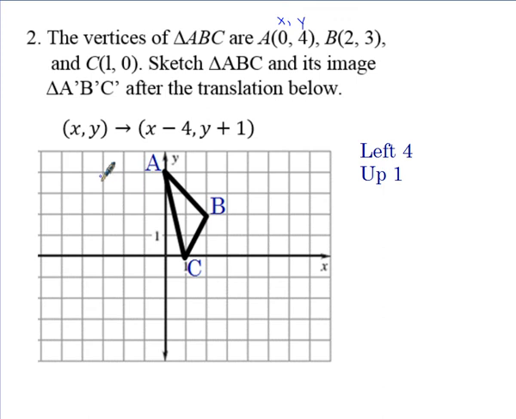1, 2, 3, 4, up 1. That's A prime. B, we go 1, 2, 3, 4, up 1. That's B prime. And then C, we go 1, 2, 3, 4, up 1. And that's C prime. Again, we can go through and connect. Ooh, sorry, that looks terrible. That's really bad. Sorry.